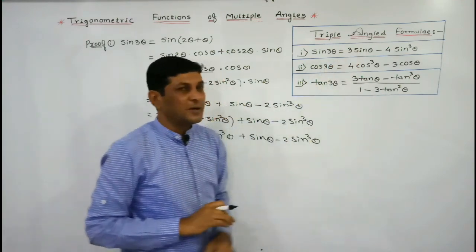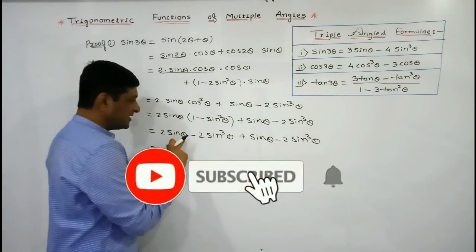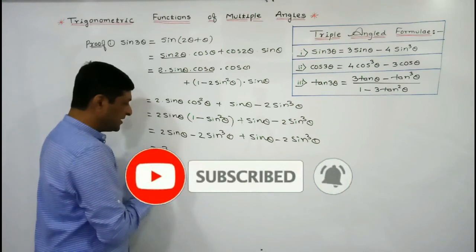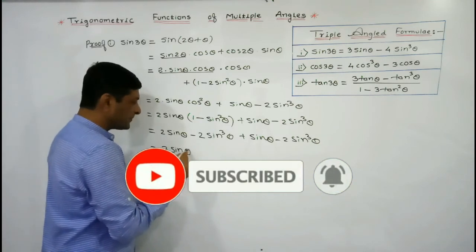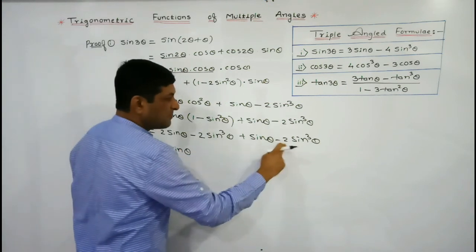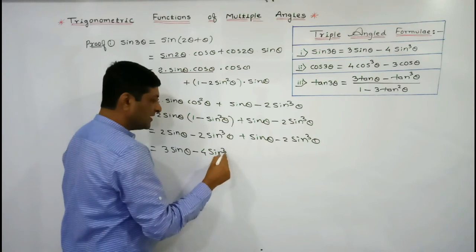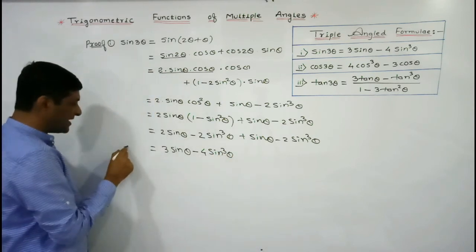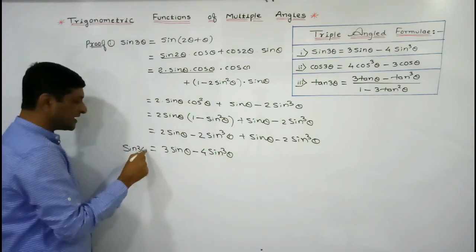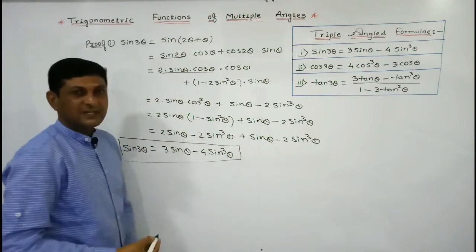What is the first term in our required result? 3 sin theta. So collect the terms of sin theta. 2 sin theta plus sin theta will be equal to 3 sin theta. Then collect the terms of what? Sin cube. Minus 2 sin cube and minus 2 sin cube will be minus 4 sin cube theta. And this is nothing but our required value of sin 3 theta. That is, sin 3 theta is equal to 3 sin theta minus 4 sin cube theta.